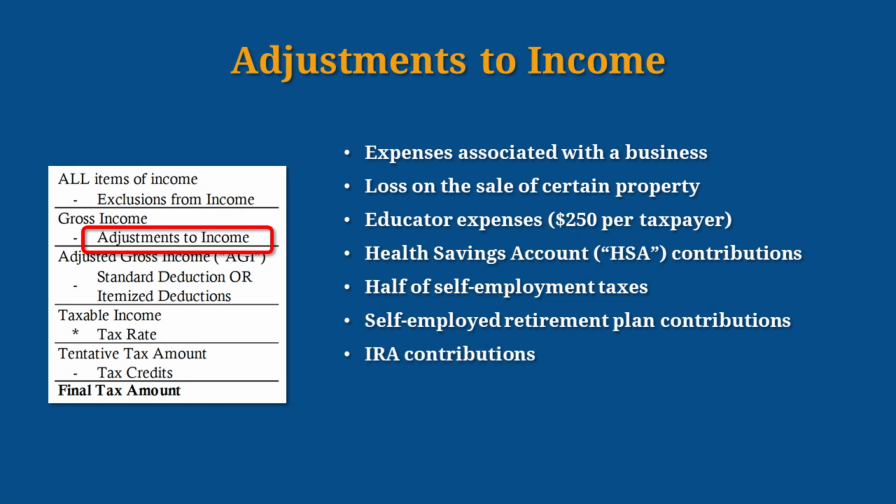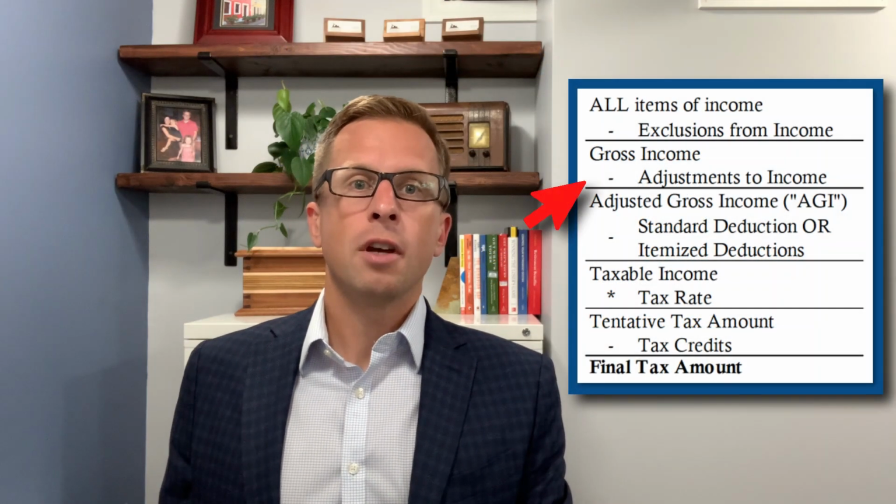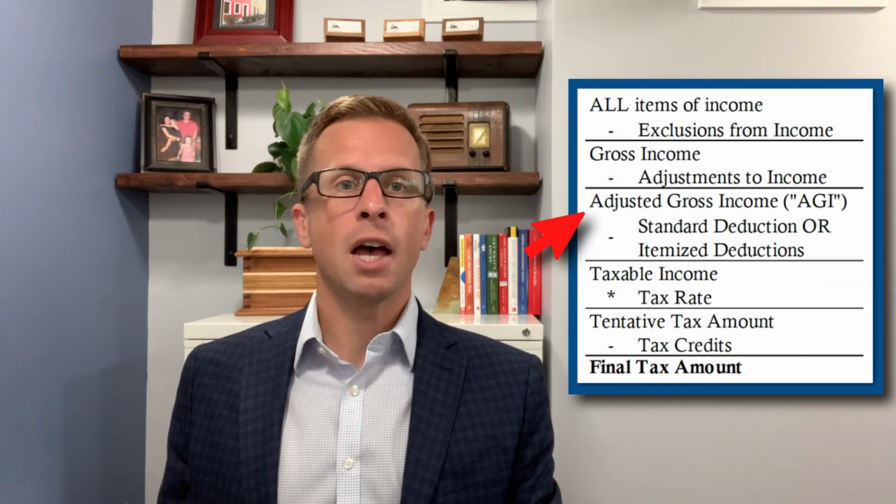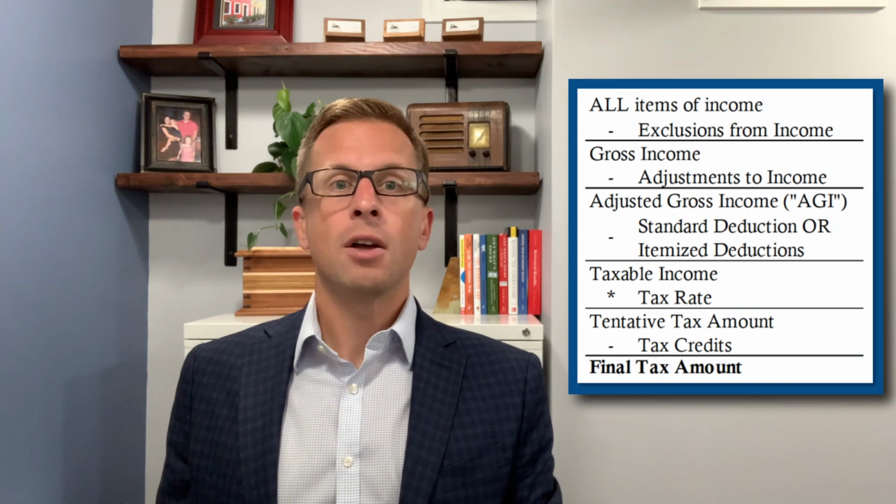Similarly, even if you're not self-employed, you may be able to reduce your income by the amount of your individual retirement account or IRA contributions. And finally, certain amounts of interest paid on student loans can reduce your gross income. After making all these various adjustments to your gross income, you arrive at your adjusted gross income, which is known as your AGI. AGI is not all taxable.